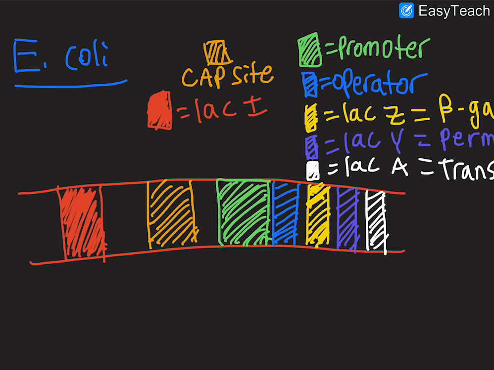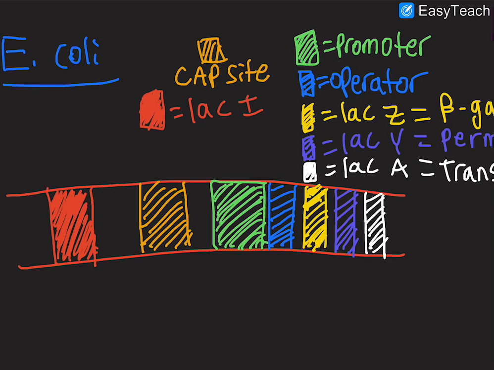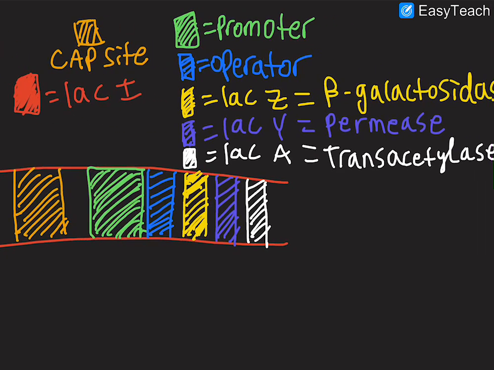In this video we're going to be talking about the Lac Operon. This is in E. coli. The Lac Operon is present in E. coli bacteria, and it's actually a pretty cool mechanism. First, let's get familiar with the genes.